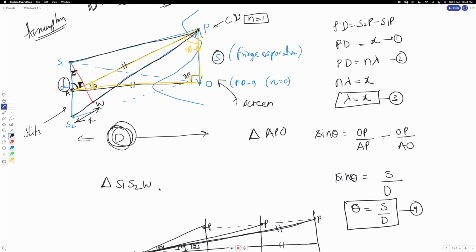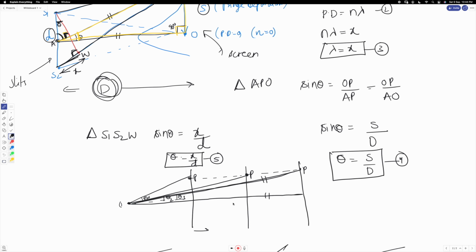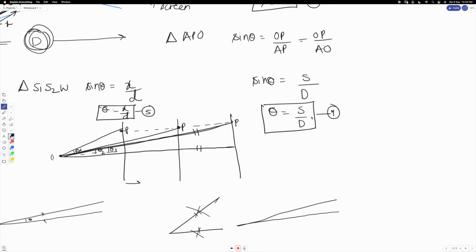From right angle triangle S1, S2, W, sine theta is opposite, which is x, divided by hypotenuse, which is small d. Since theta is very small, theta is equal to small x by d. This is my equation number 5. So from equation number 4 and 5, I can write, x by d is equal to s by capital D.